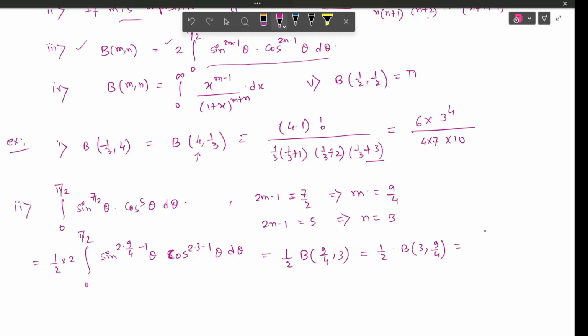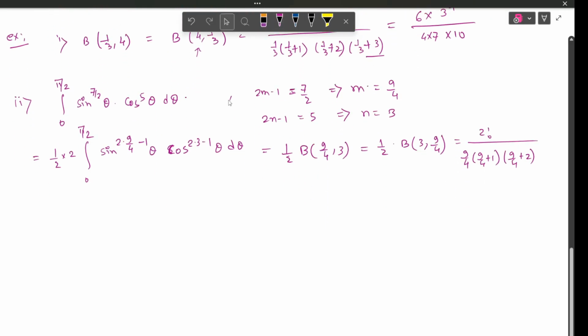So here we can write it as m minus 1 factorial, that is 3 minus 1 factorial, that is 2 factorial, by n into n plus 1. So n is 9 by 4, into 9 by 4 plus 1, into 9 by 4 plus m minus 1, that is 3 minus 1, that is 2. Okay, you have to stop here.